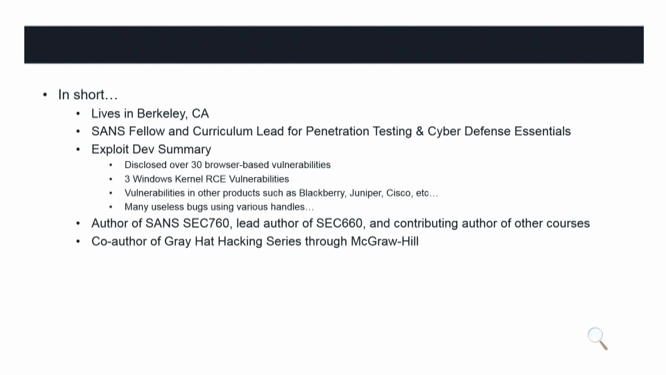So, exploit dev summary. I just put this up here to give you a little background as to where my expertise lies. I primarily focus on Windows vulnerabilities. And to be completely frank, that's where the money has been, right? I'll mention some of the price tags that come along with these vulnerabilities, but I've discovered over 30 browser-based vulnerabilities, including Chrome as well, primarily though Internet Explorer and Edge, a few Windows kernel remote code execution bugs, and exploitable vulnerabilities in products like BlackBerry, Juniper, Gatekeeper, and many others out there.